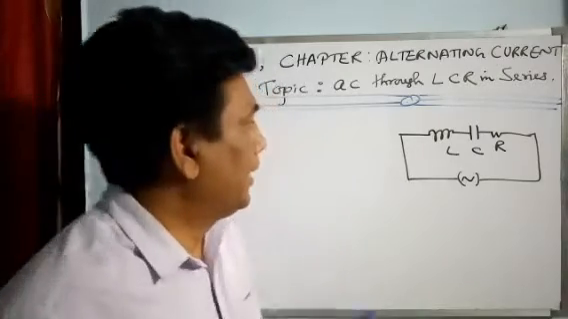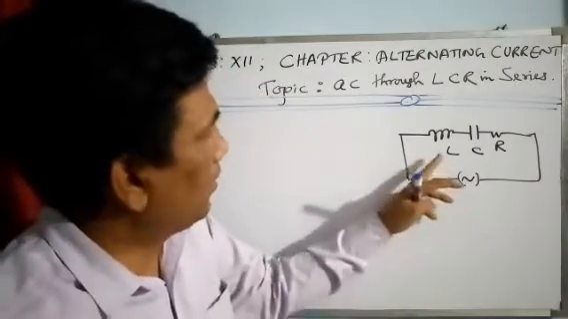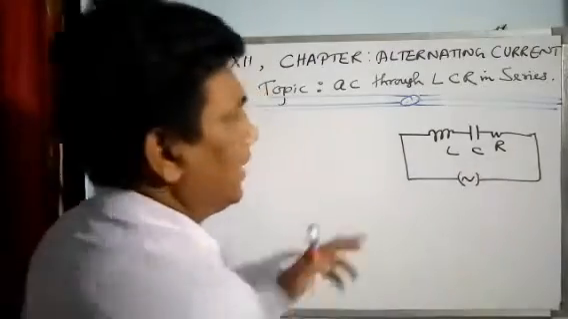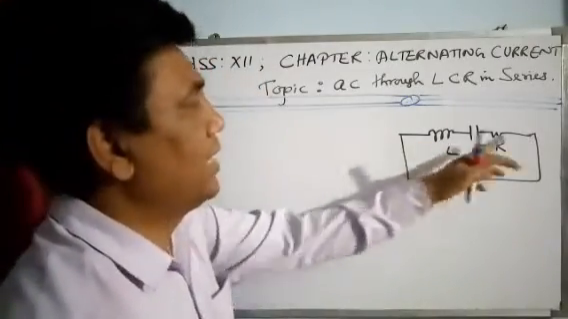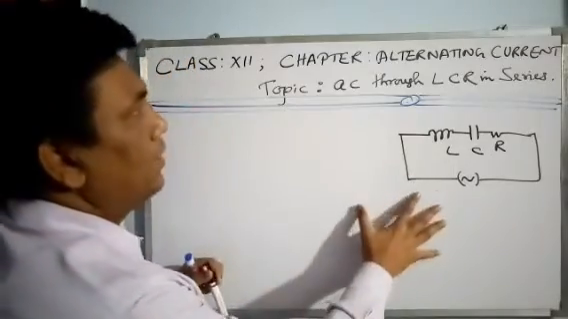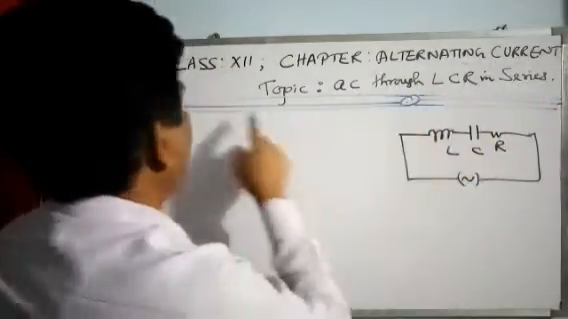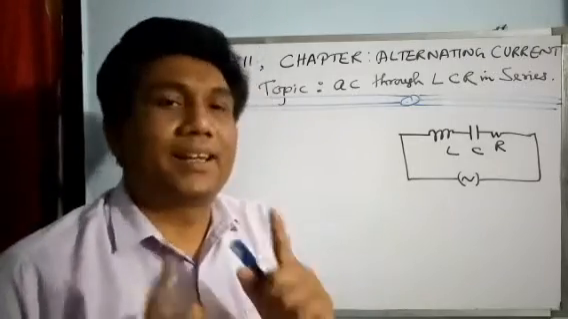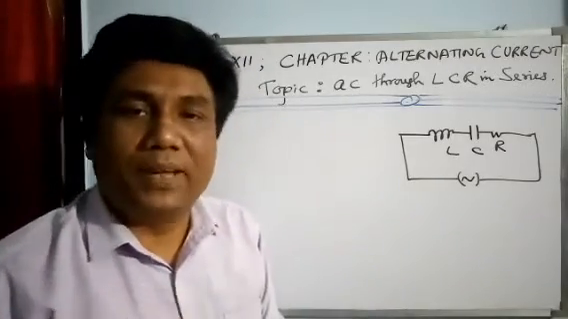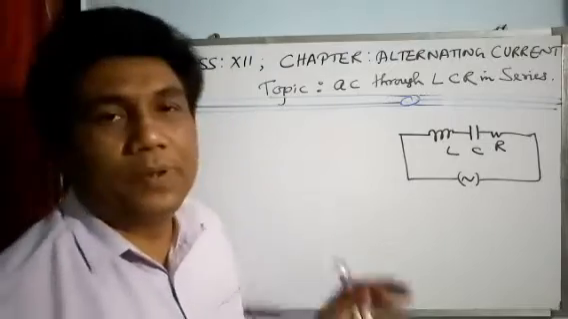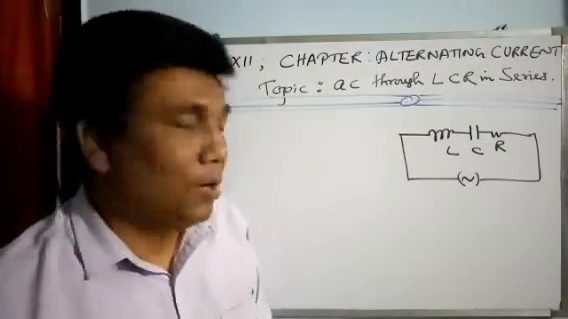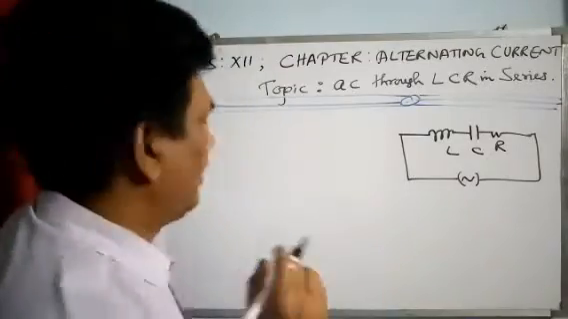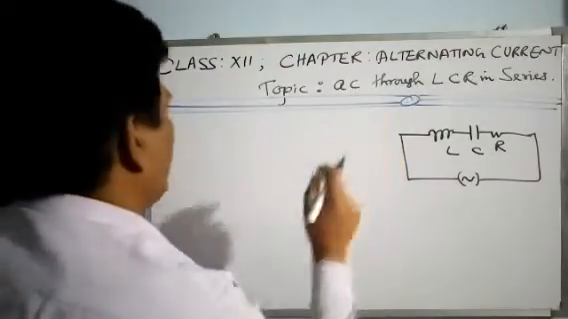Okay. And today we are going to discuss alternating current through LCR in series. Later we will be discussing LCR in parallel also. It is coming from the chapter alternating current of class 12. Are you ready, guys? Are you ready? Ready means you are ready with pen, paper, so that everything should be copied, whatever is seen on the board. Okay? You see, a quick recap of the previous topic.